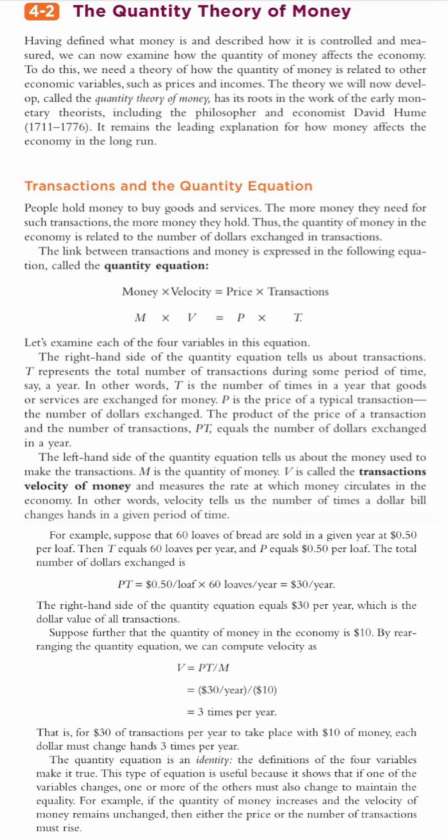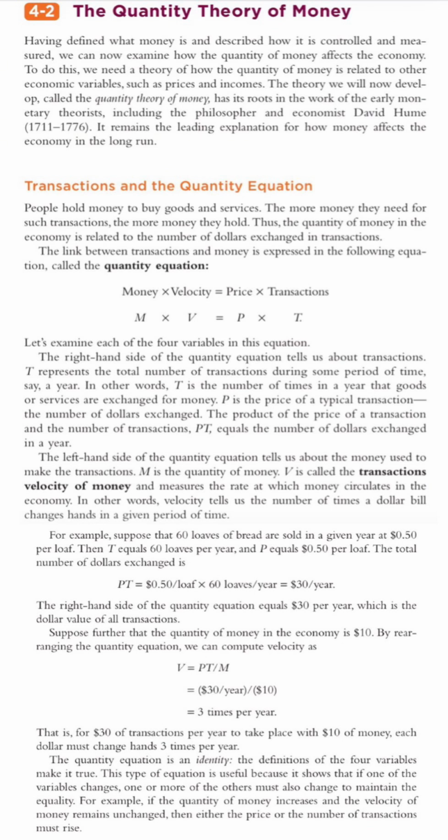The right-hand side of the quantity equation tells us about transactions. T is the total number of transactions during some period of time. If you want to measure by year, then it is all the transactions that happen in the year. And P is the price of a typical transaction, the number of dollars exchanged. It can be an average transaction, so we just use average data to multiply by the total number of transactions.